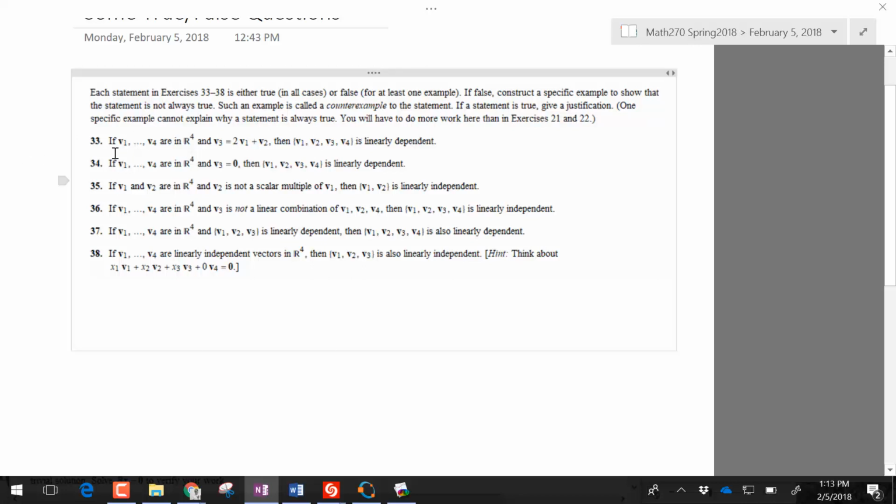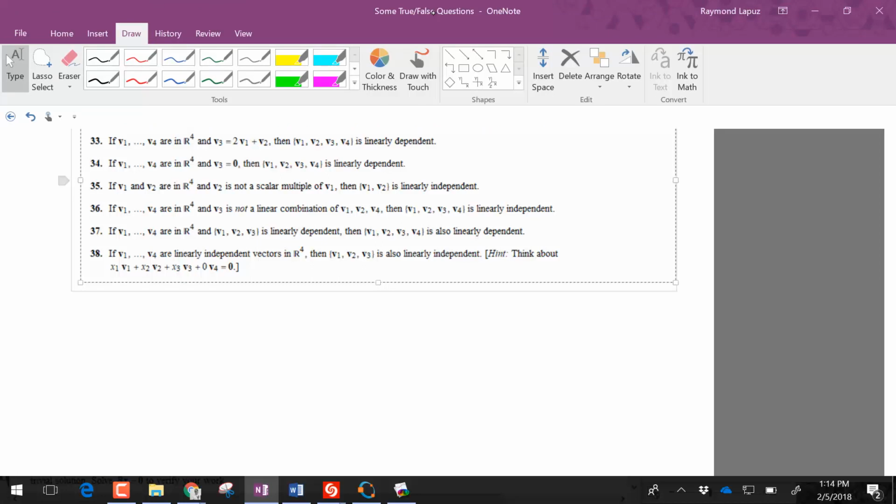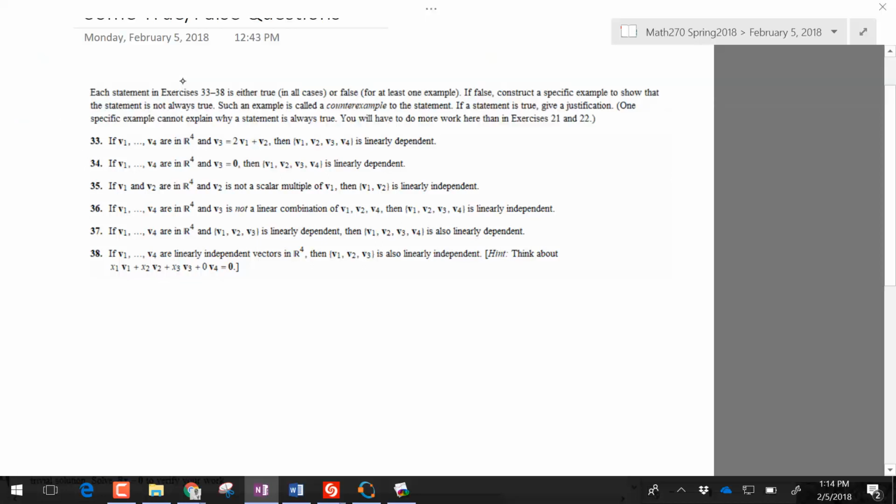Okay. Let's see. If V1 through V4 are in R4 and V3 is equal to 2V1 plus V2, then the vectors are linearly dependent. So you have 4 vectors in R4, and they're saying that V3 is 2 times V1 plus V2. Then the set of all those 4 vectors is linearly independent or linearly dependent. Is this true or false? This is false, that they're dependent. So we don't know anything about V4. So what does that mean?